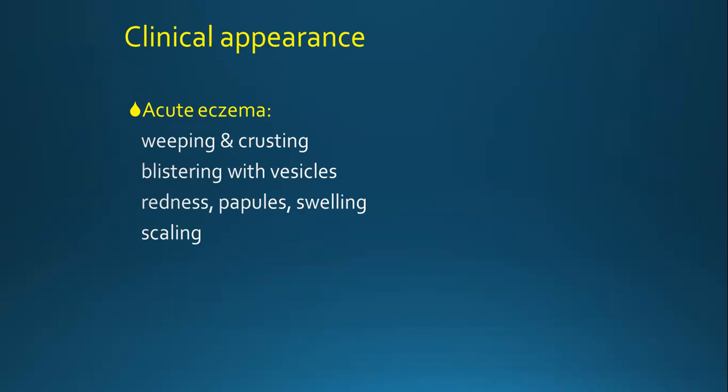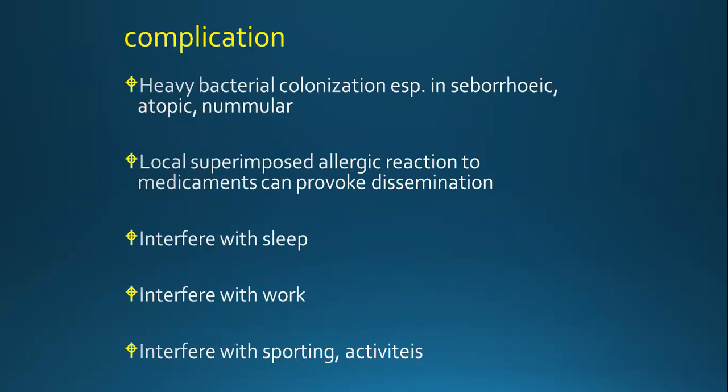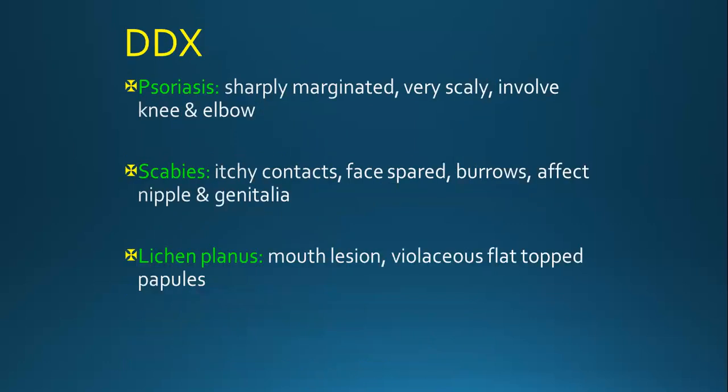Acute clinically is weeping, encrusting, blisters, vesicles, redness, papules, swelling, and a little bit of scaling present. Chronic is less vesicular with exudation, more scaly, pigmented, thickened, with lichenification and fissures present. Complications: heavy bacterial colonization, especially in the seborrheic, atopic, and nummular varieties. Local superimposed allergic reaction to medicaments can provoke dissemination. It can interfere with sleep, normal work, sport activities, and any other activity.